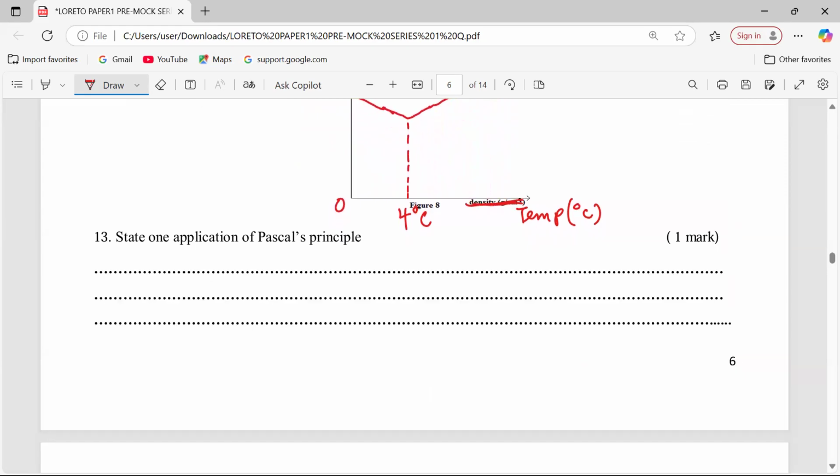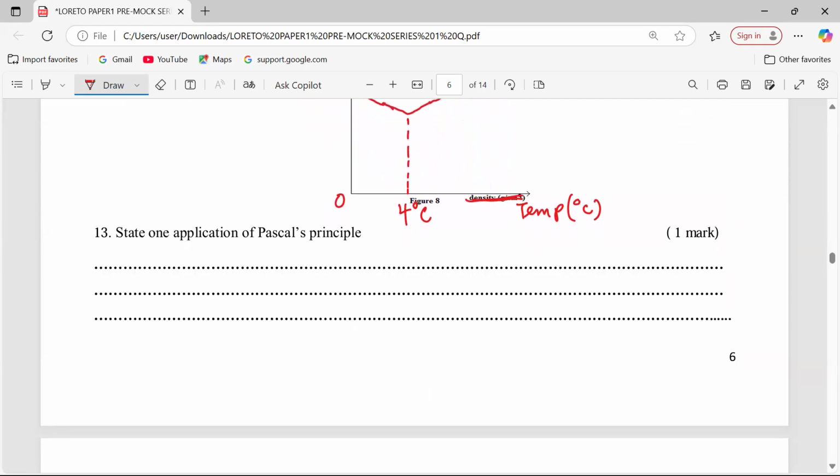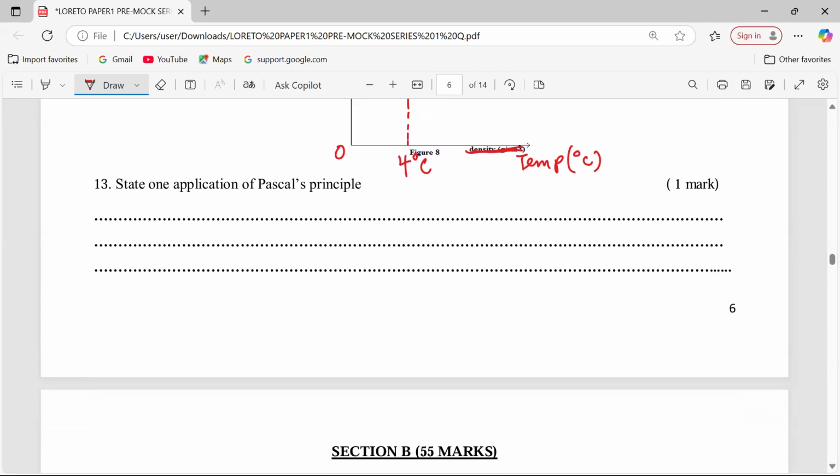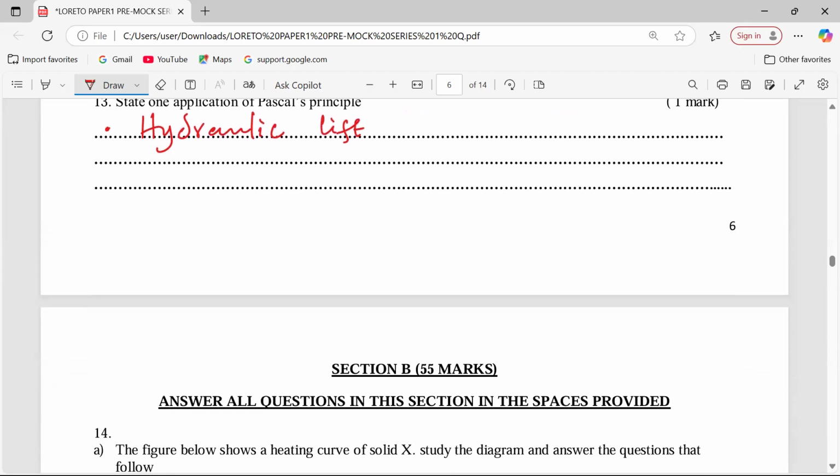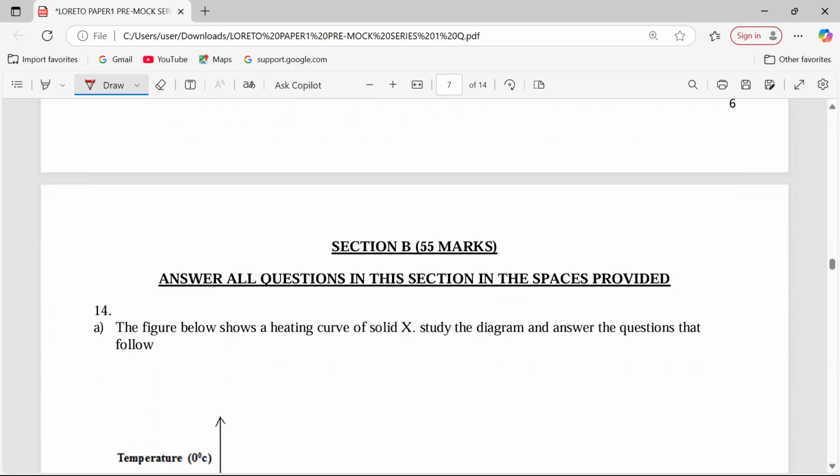State one application of Pascal's principle. A student should be in a position to state the principle first, that pressure applied at one point in an enclosed fluid is transmitted equally to all the parts of the enclosed fluid. And so some of the applications is that it can be used in hydraulic machines. So the hydraulic lift uses this. We can also talk about the hydraulic brake system, among other applications. Now we talk about section 2 of this paper.